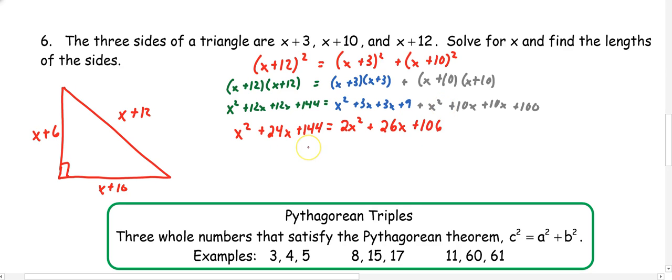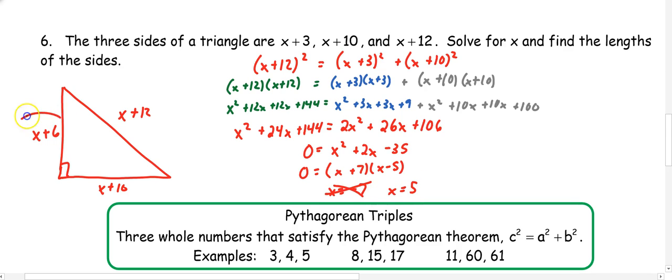Now, I notice that both of them have x squareds, but there's a 2x squared, which means this is going to be a factoring problem. So I'm going to move everything to the 2x squared side because that's the larger side. I'm going to subtract everything on this side because they were all positives, and I get x squared plus 2x minus 35. Now I factor: what multiplies to negative 35 and adds to 2? x plus 7 and x minus 5. So we get x equals negative 7 and x equals 5. Negative 7 won't work because if we put it into this side, x plus 3, we'd get a negative side length.